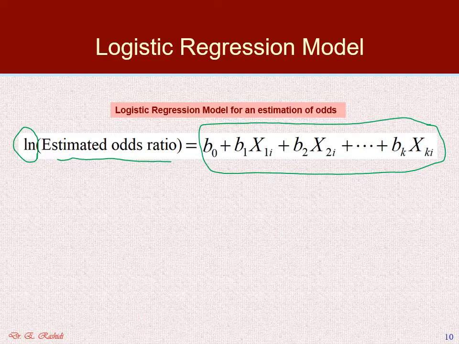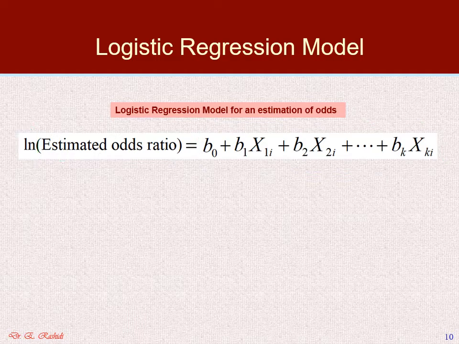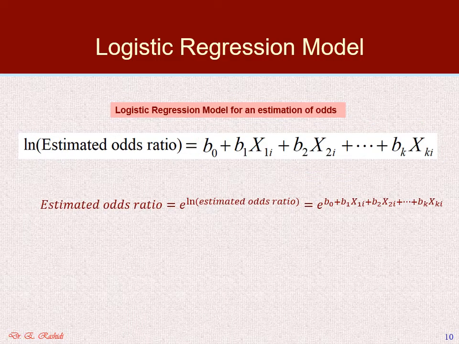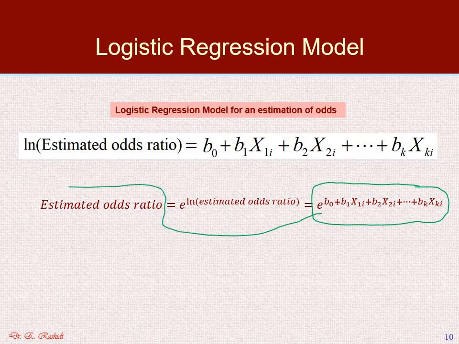So first, let's find the estimated odds ratio. The estimated odds ratio given the previous equation is equal to this: e to the power B0 plus B1x1i plus B2x2i and so on and so forth. This is the estimated odds ratio. Now that we have it, it's actually easy to find the probability. According to the previous formula that we learned, the probability is the estimated odds ratio divided by 1 plus the estimated odds ratio. That's actually equal to the probability. So having this, we can now find the estimated probability.